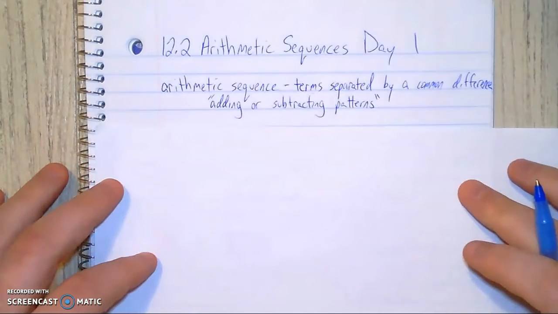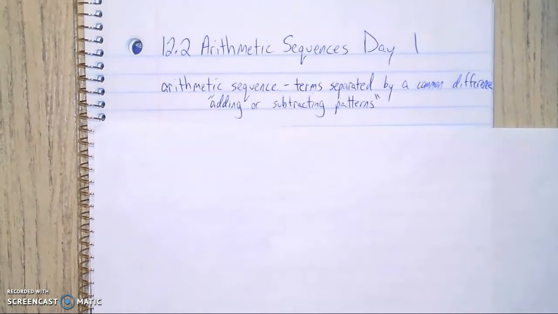So go ahead and start with what is an arithmetic sequence. These are terms that are separated by a common difference. So think of sequences we've been talking about so far in 12.1, where the domain is integers, counting numbers, term 1, term 2, term 3, term 4, and then the range is some sequence of numbers like a pattern. Well, if those terms are separated by a common difference, common meaning the same thing, difference, think add or subtract. Basically, it's going up or down by the same number over and over. In short, these are adding or subtracting patterns. So all we're going to work on today is an introduction to what do arithmetic sequences look like and how can we recognize them and describe them.